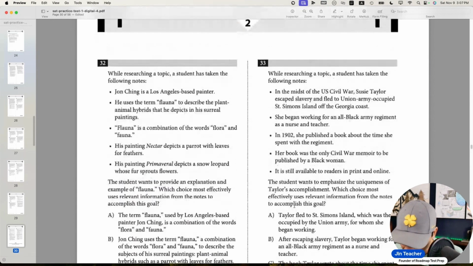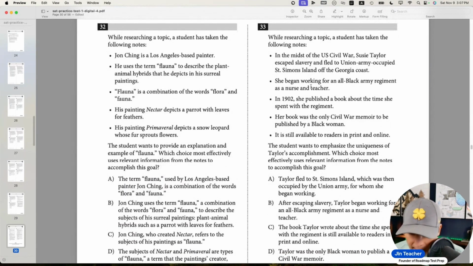Okay, lastly, it says, in the midst of the Civil War, Susie Taylor escaped slavery and fled to Union Army occupied St. Simons Island off of Georgia coast. So it tells us about this one person, Susie Taylor, and her escape during the Civil War. She began working for an all-Black Army regiment as a nurse and teacher. So it tells us what she did, like her career, or what she did when she was there.